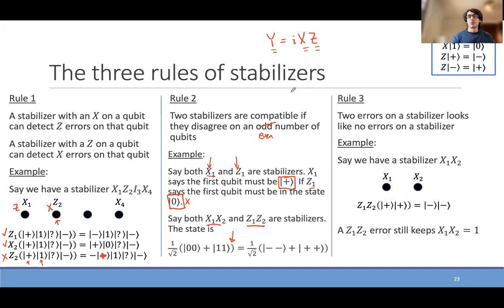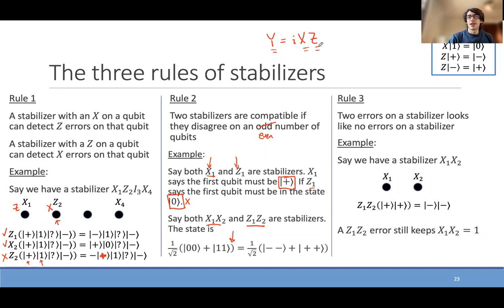Then there are other questions, like what if an erroneous Hadamard operator got applied? What if an erroneous tiny rotation about the z-axis got applied? But you can do a little more work and prove that all of those can be corrected as long as you can correct X and Z errors.